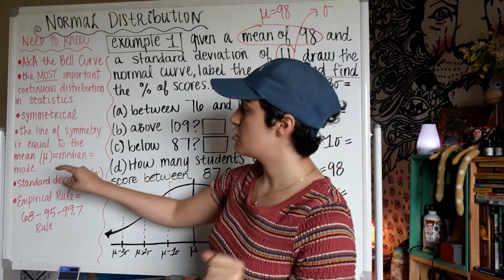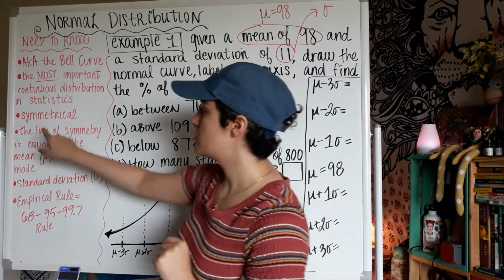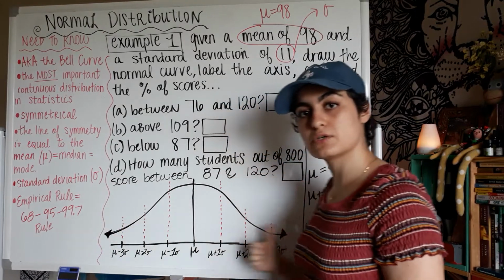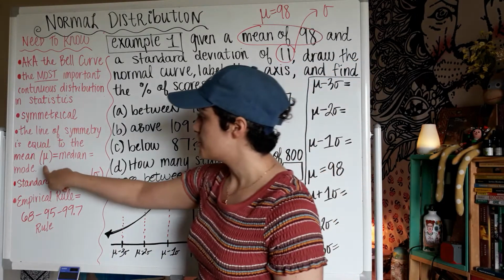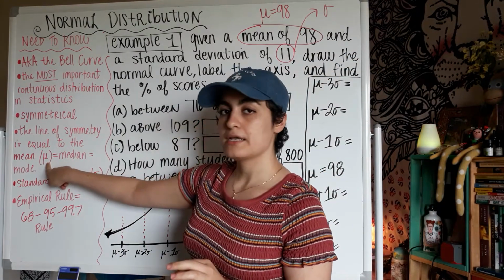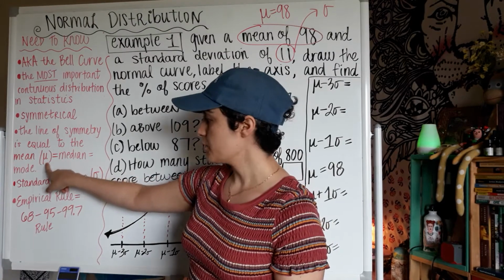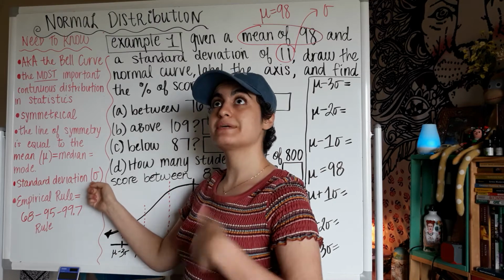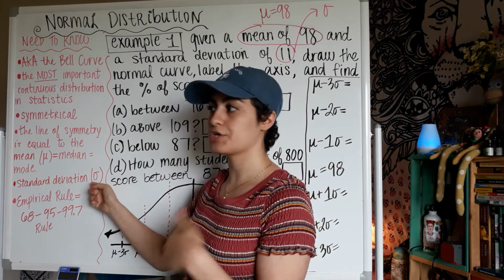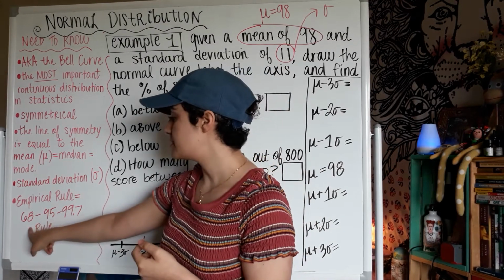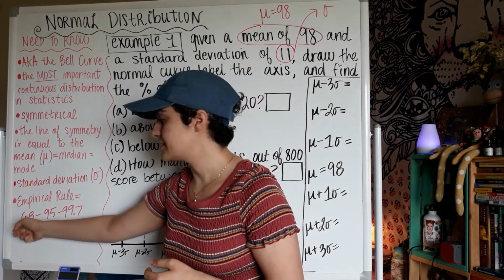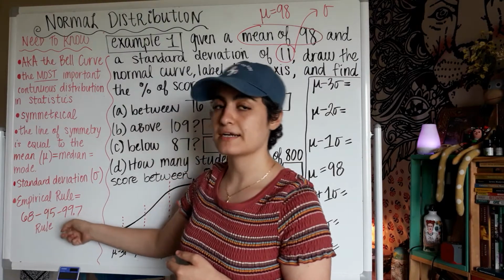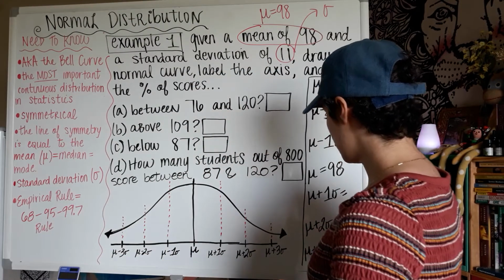So you're going to need to know the most important things. You're going to need to know the fact that it's symmetrical and that this is cut straight down the middle between the data. You're going to need to know the mean, or mu. And then you're either going to be given the standard deviation or you're going to have to find it. And then finally, you're going to have to memorize this rule, the 68, 95, 99.7 rule, the empirical rule.